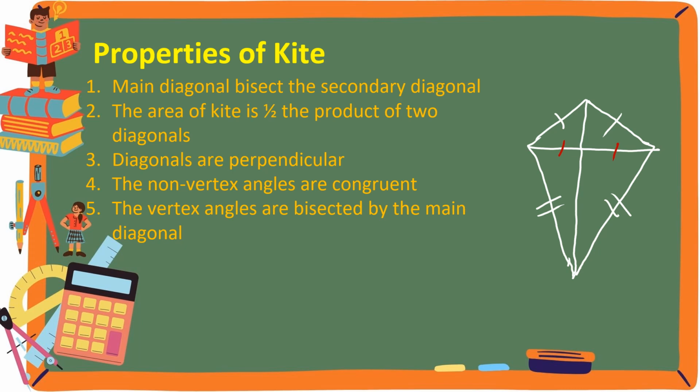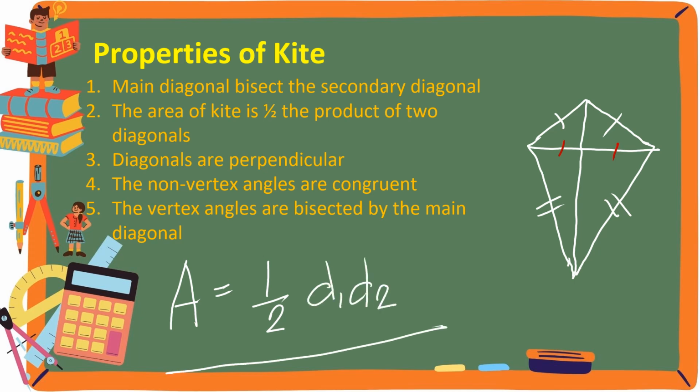Then, the area of the kite is 1/2 the product. Ito, gamit na gamit natin yan mamaya. So, tandaan po natin yung area. So, para makuha natin yung area ng ating kite, it's 1/2 the product of two diagonals. So, diagonal 1 times diagonal 2. Okay, that's how we're going to get the area of the kite.